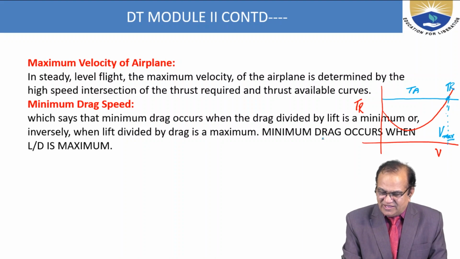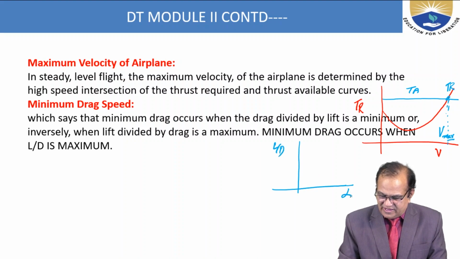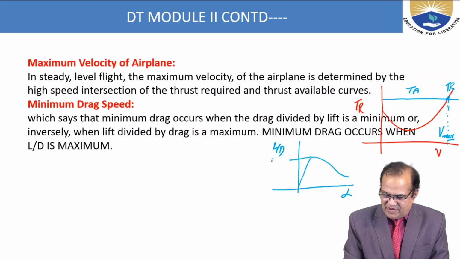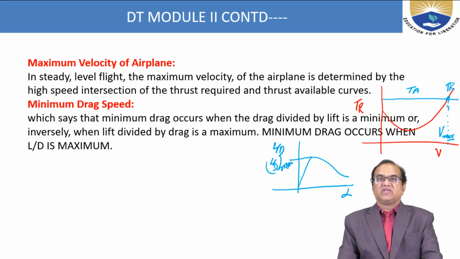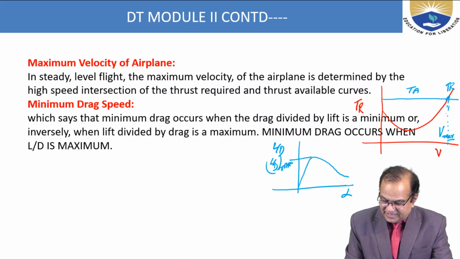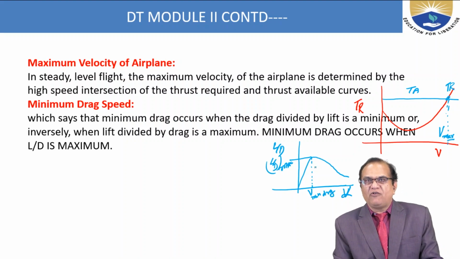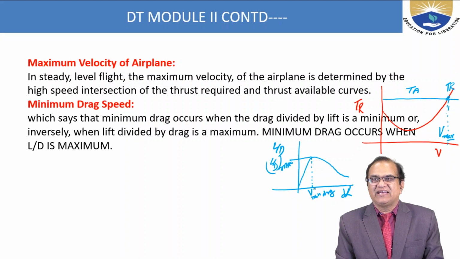So if I draw the plot, L by D versus alpha, this is the L by D max. Okay, so if you fly at this speed, this is the V minimum drag. If this is the V, then this is the minimum drag. So you have to fly your aircraft at this speed so that your L by D will be maximum.